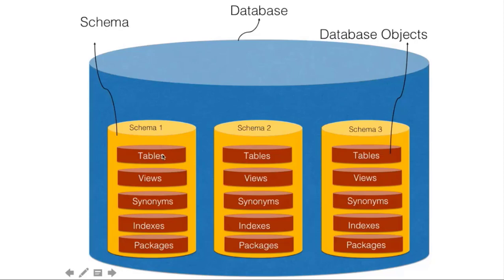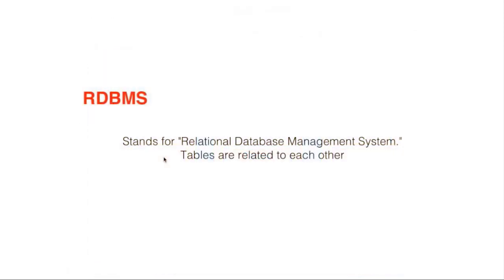Now we're going to see what is RDBMS. RDBMS is the most important feature in Oracle. It stands for Relational Database Management System. What is RDBMS actually? It is used to relate our tables. So now we have a question: how can we relate the tables?